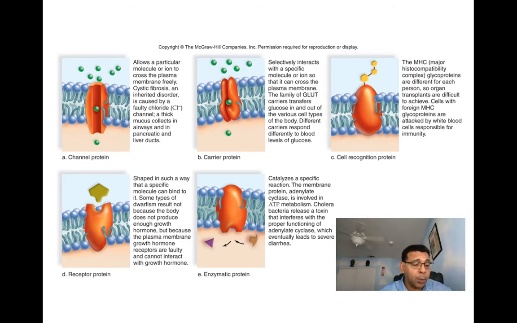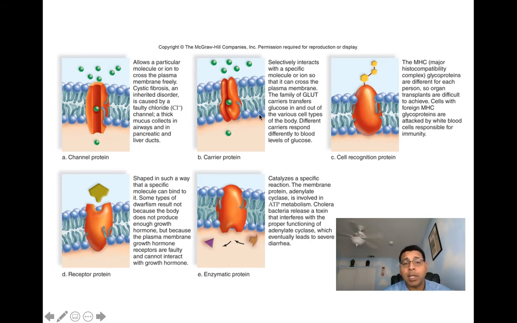So when we talk about channel proteins, they allow passage of molecules through the membrane. They have a channel that allows a substance to simply move across the membrane. These channel proteins, I told you, may also contain a gate. That gate has to be opened, and that's going to be opened by the binding of specific chemicals to the channel.